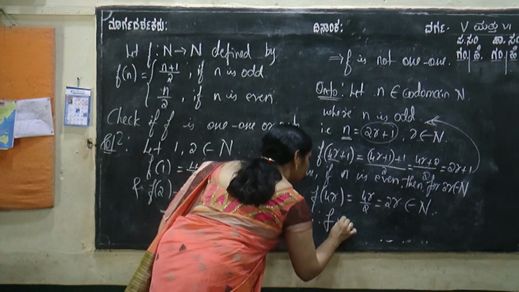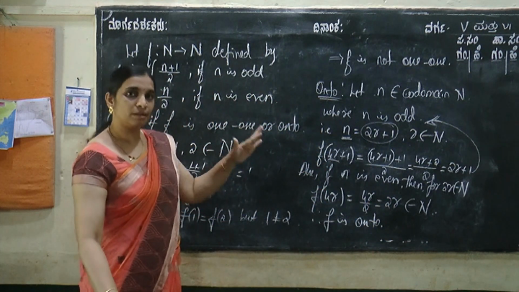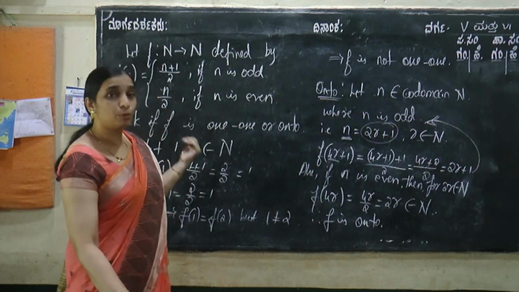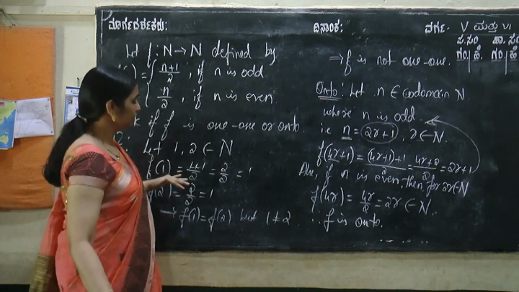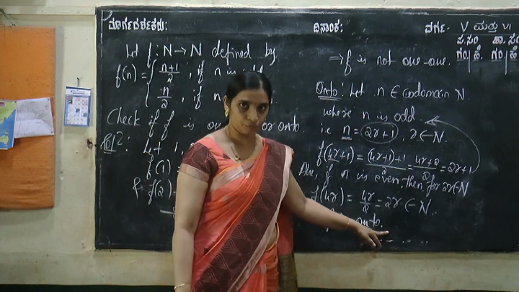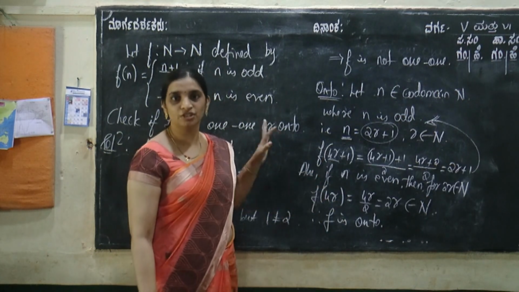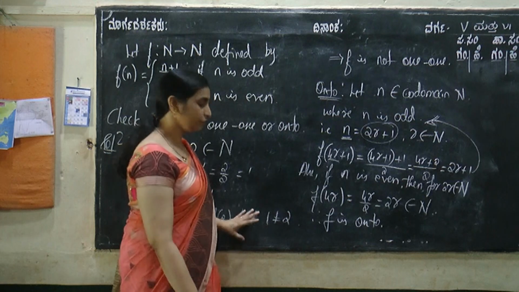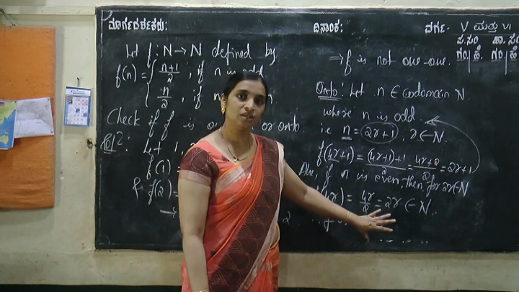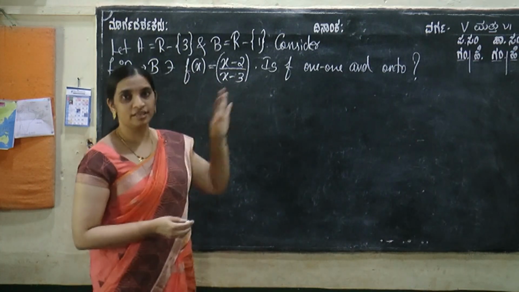Therefore, f is onto. So just compare the previous example and this one. In that example, the function is both 1-1 and onto, but here the function is not 1-1, but it is onto. So we can't conclude the function is bijective. So the condition for injectivity doesn't hold, but the surjective condition holds good in this example. Now let us move on to the next question.